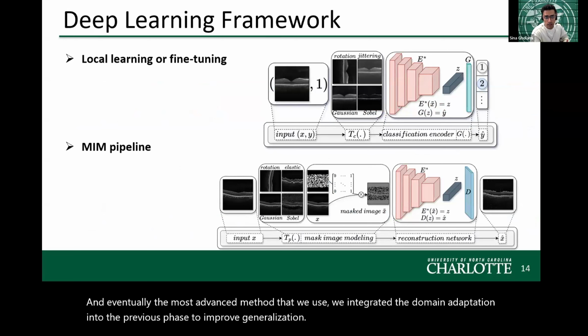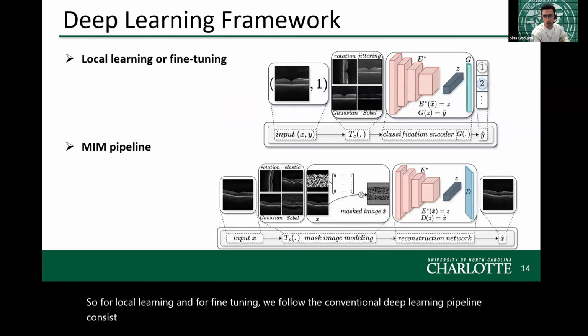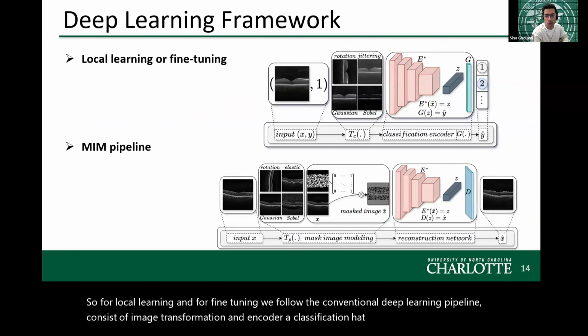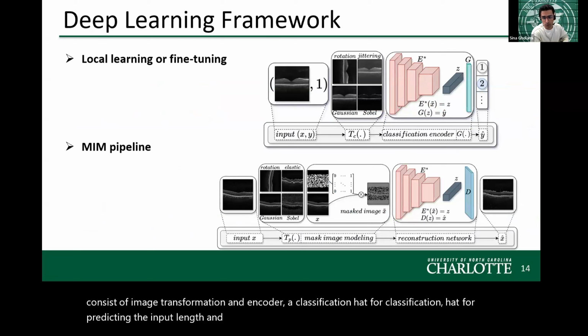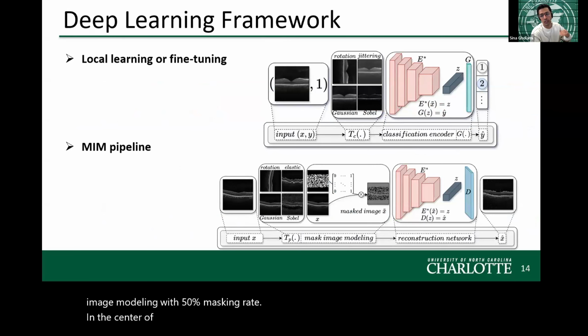For local learning and for fine-tuning, we followed the conventional deep learning pipeline, which consists of image transformation, an encoder, and a classification head for predicting the input label. And for self-supervised learning, we implemented masked image modeling with a 50% masking rate in the center of the image, ignoring the top 20% and bottom 20%, as they are usually black pixels in OCT images.